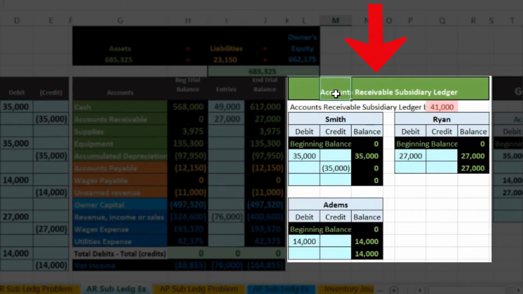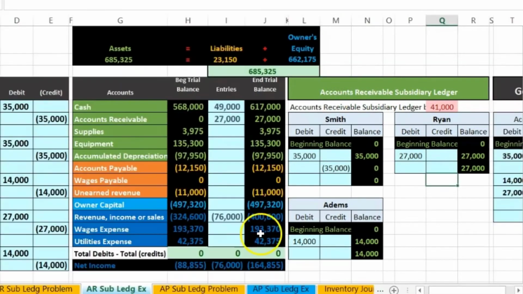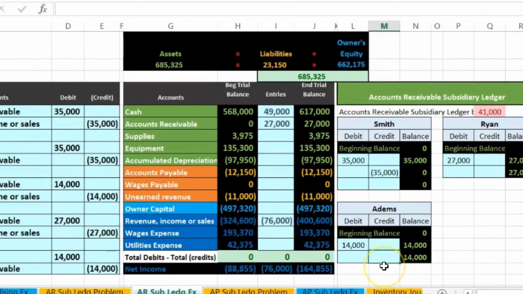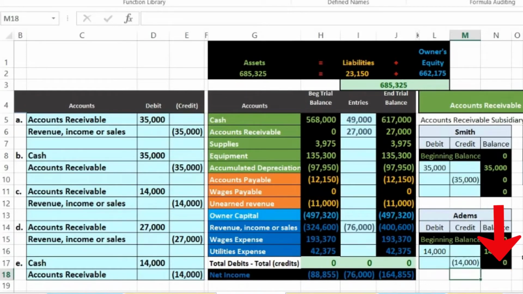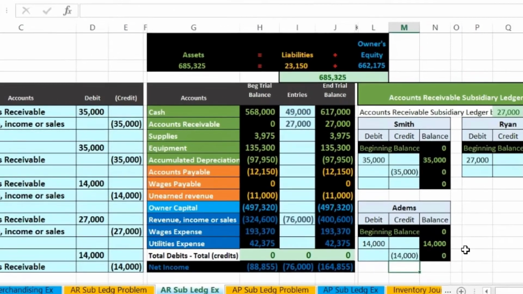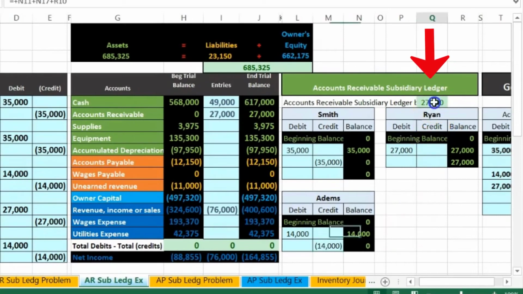We need to record this same activity for the subsidiary. Adams down here is the one who paid us the 14,000, so we're going to go into the credit side for Adams, and we are in cell M17 equals, and we're going to point to that 14,000 over here. That will bring the 14 down by 14 to 0. So Adams no longer owes us the money. We can see that all the subsidiary ledger accounts now add up to 27,000, just what Ryan owes us. That ties out to the trial balance.